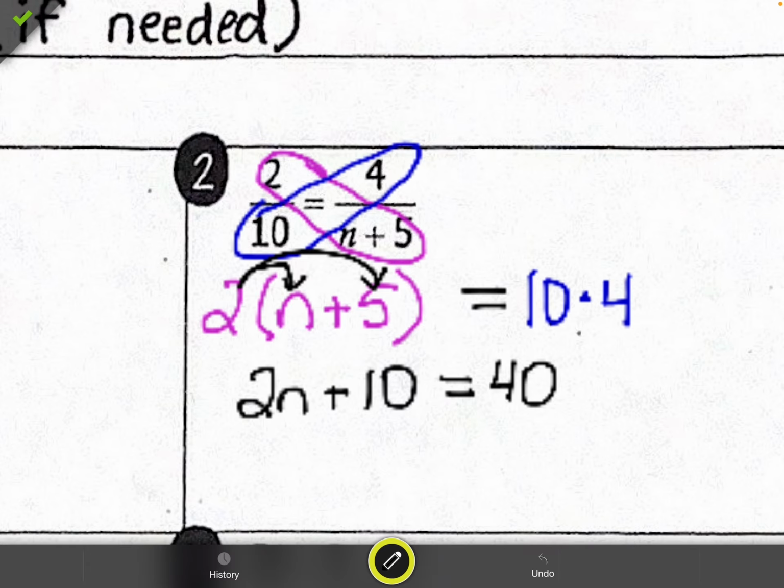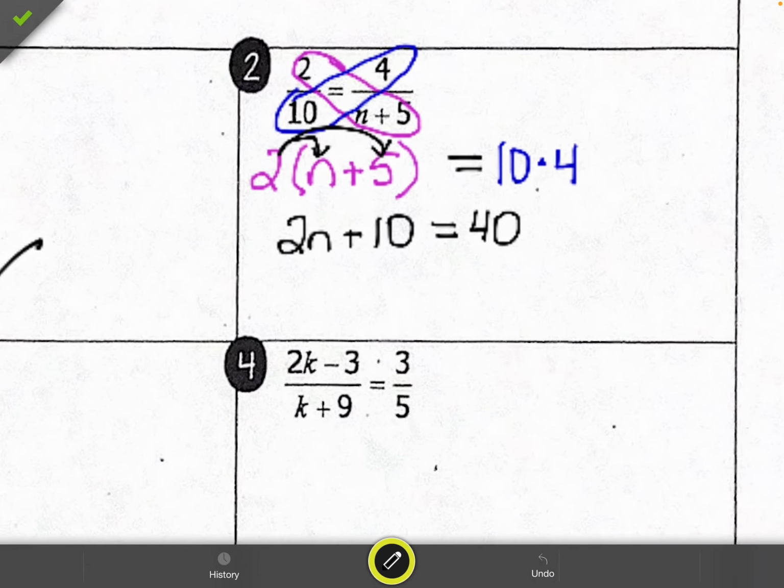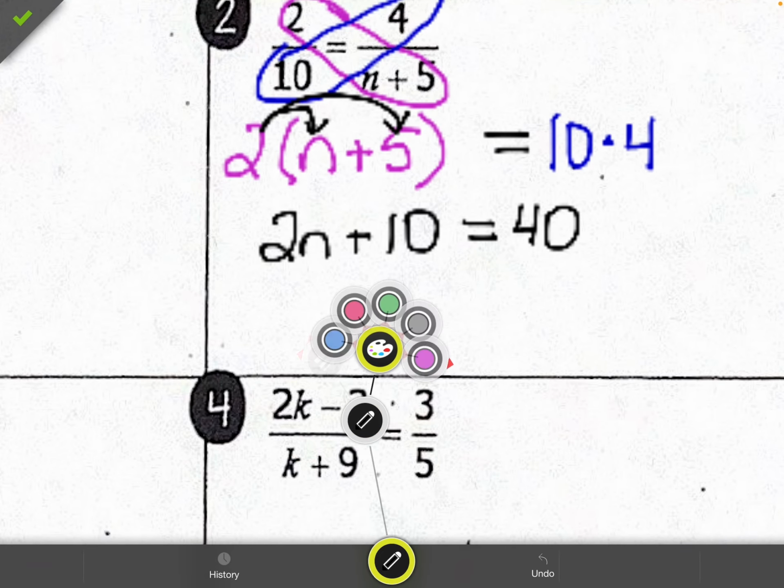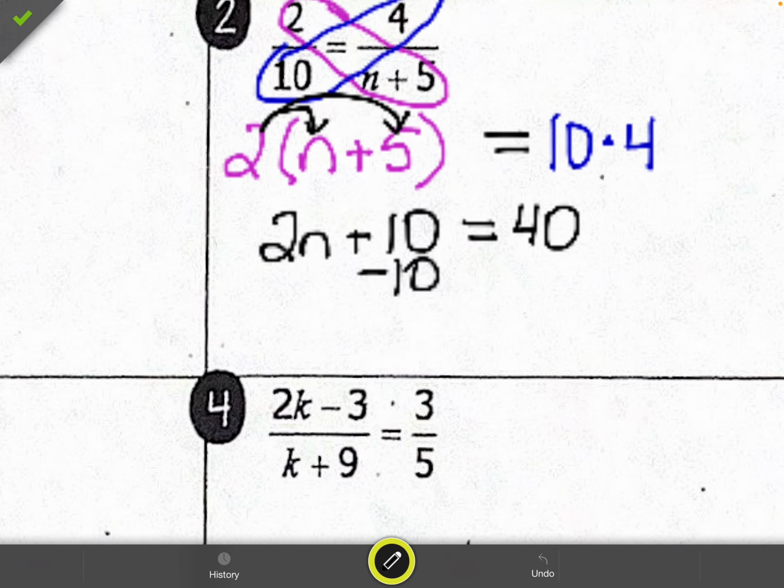Now I'm looking at this and go, oh, okay, this is a 2-step equation. And so we need to move the 10. Well, I guess I'll leave it black. Okay, minus 10. Because remember, we do the opposite. 2n, this gives me 0. 40 minus 10 is 30.